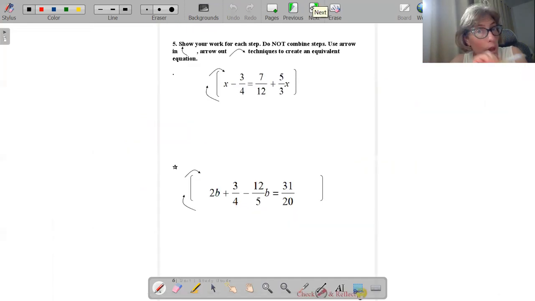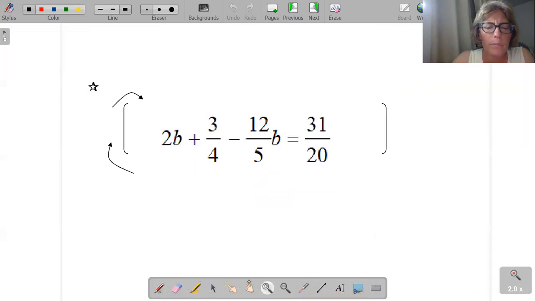This page may intimidate you, but be assured it's not that difficult. All you're doing is making an equivalent expression, and you're using a technique I call arrow in, arrow out. Arrow in, arrow out. Let me show you how to do it on this bottom one.